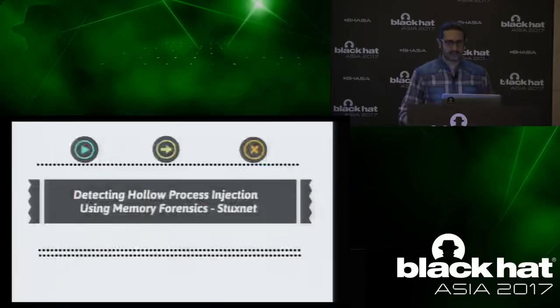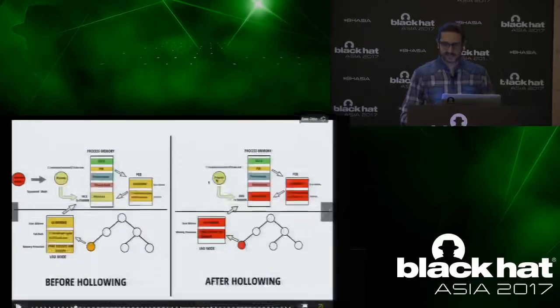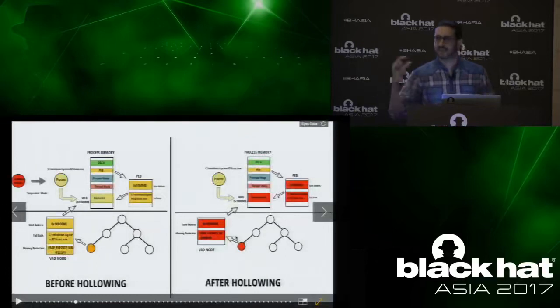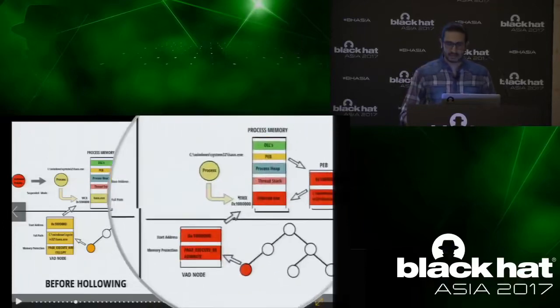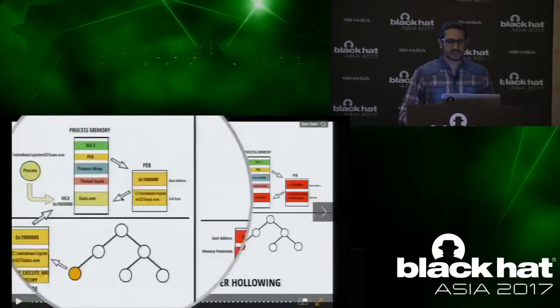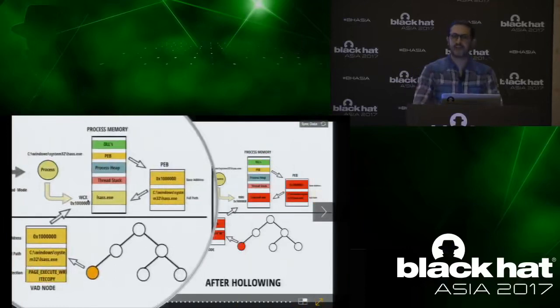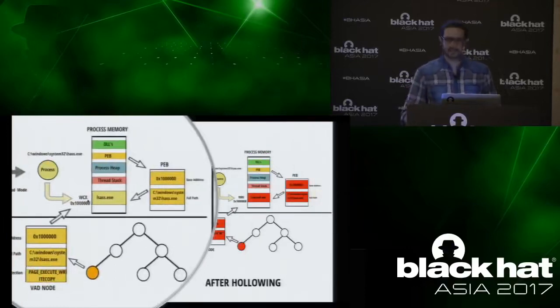So how to detect such an attack? Like I said, there is a discrepancy between the PEB and the VAD. We can look at the discrepancy between the VAD and the PEB to detect this type of attack. And also we can look for memory protection with read write execute, because if an executable is normally loaded, it should have a protection of write copy.